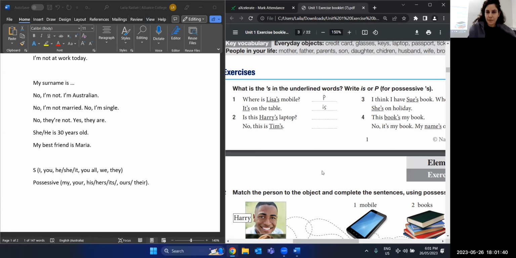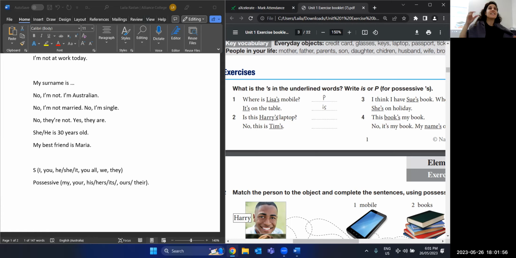It's on the table. Number 2, is this Harry's laptop? That's the possessive when we're asking if something belongs to someone. So we put a P. So yeah, is this Harry's?